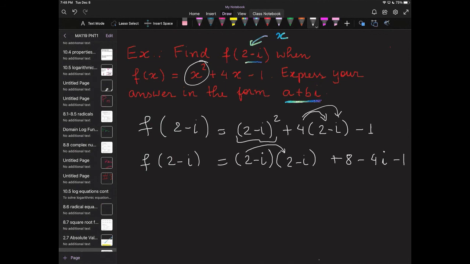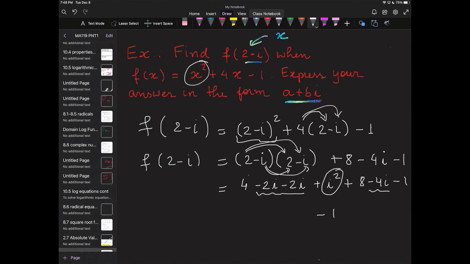Now let's multiply this part. So I have 4 minus 2i minus 2i plus i squared, followed by 8 minus 4i minus 1. Let's combine like terms, and don't forget i squared is the same thing as negative 1. So the like terms we have are these with this, and we have numbers as well. I'll put the numbers inside squares like this.